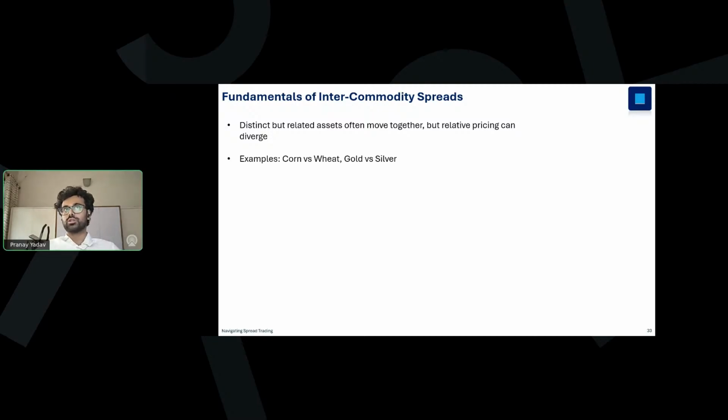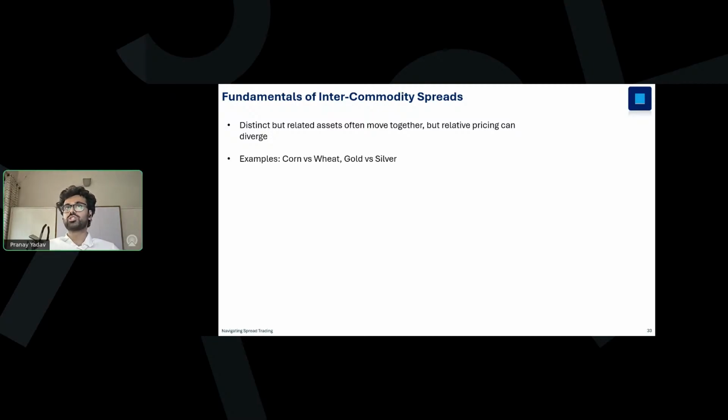Why does this work out, right? Why corn and wheat? Why gold and silver? It's because the correlation between these two assets is high. That means they're positively correlated. And on top of that, they are substitutable. Both gold and silver are precious metals.